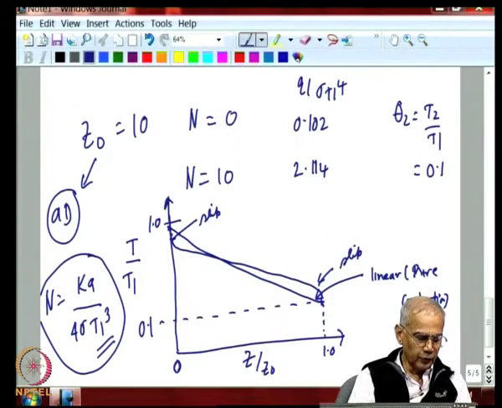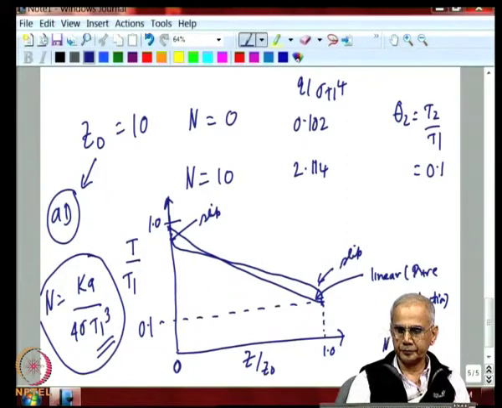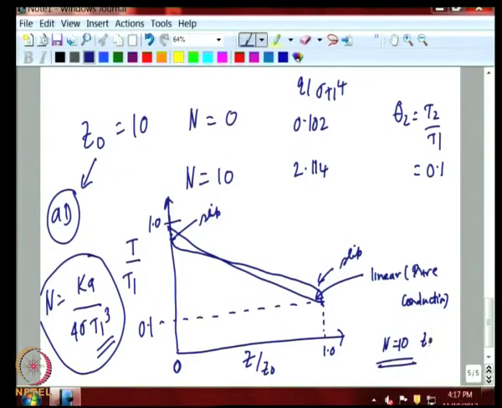Okay. So, if you look at the results we have looked at so far, if we keep N constant, let us say N equals 10, that is, conduction is important, and your Z0 goes from 0.1 to 10, then we saw our heat flux went down, by a factor of 100.